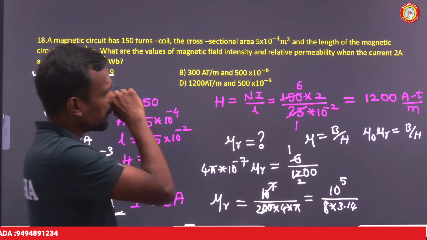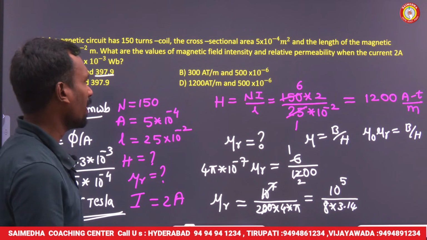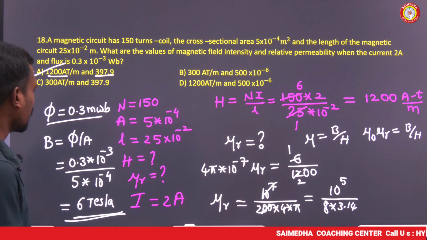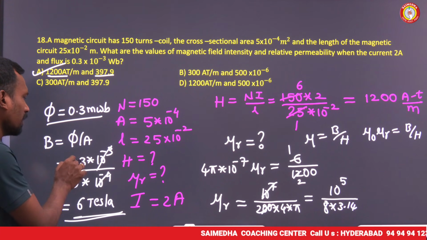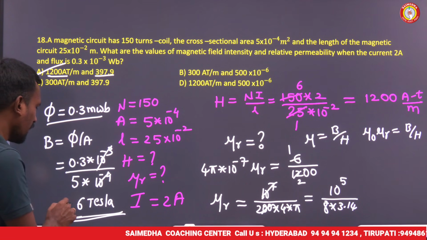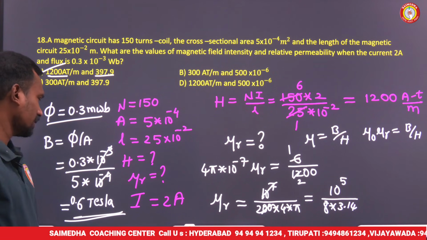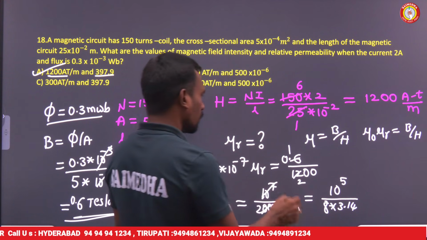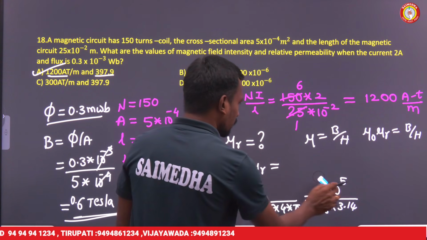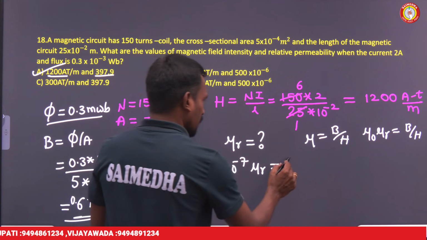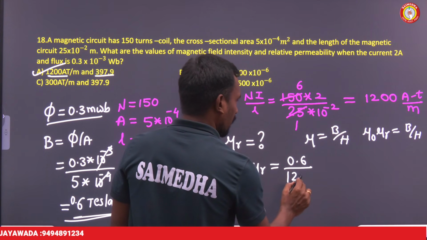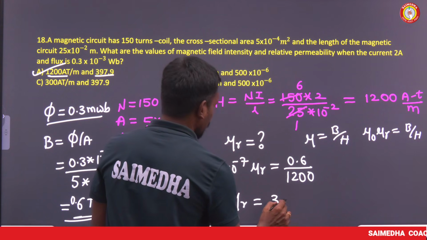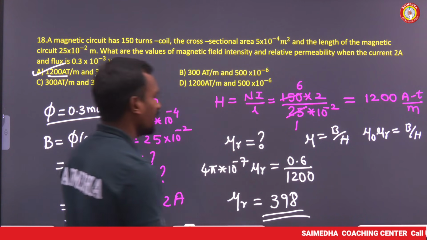This is simply a basic question from magnetism. Here minus 1, plus 1, 3 by 5. This is 0.6. Here also 0.6. When you take it as 0.6, then we will get 0.6 by 1200. Now if you calculate mu r, you will get around 398.